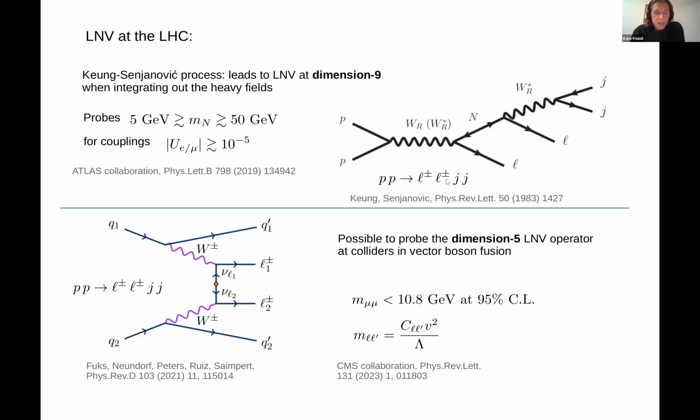Beyond this, there's been a more recent study of how we can access this dimension 5 operator that I mentioned on the previous slide at the LHC. It's possible to do that via vector boson fusion. So in this diagram to the left, the same overall process, proton-proton to same sign dilepton dijet, can instead be mediated via two W bosons, which have a neutrino t-channel exchange. And this neutrino then has to have a Majorana mass insertion in it.